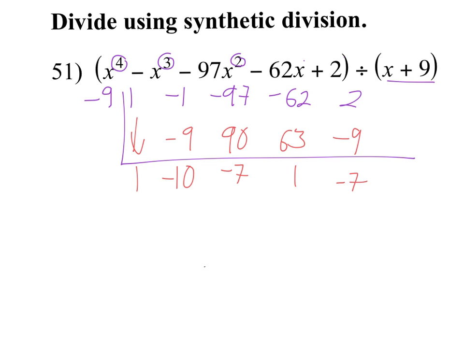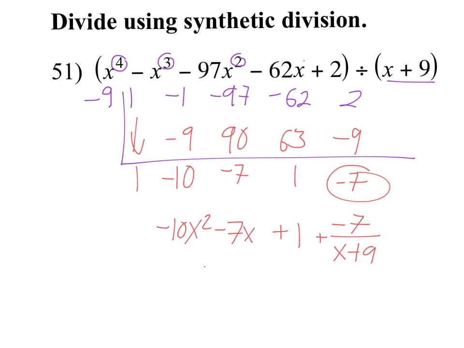The result of this, there's my remainder. So that'd be negative 7 over x plus 9. And to that, I'm going to add a 1. And then negative 7x, negative 10x squared, and 1x to the third. You see how we started on the fourth power, we ended up on the third power? If you wanted to start from the front side, you could. I tend to start from the back at those.